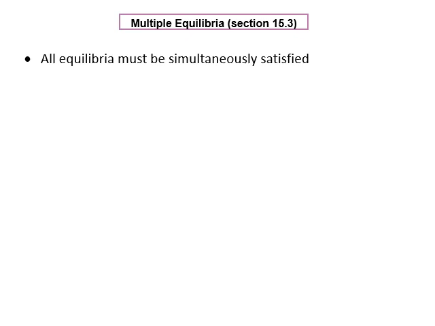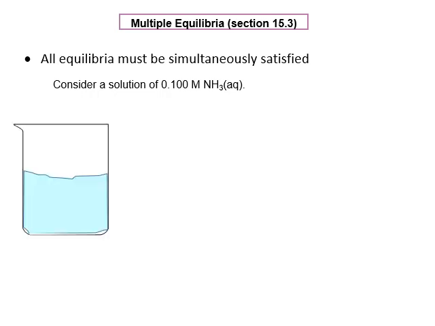As a somewhat simple example, consider a solution of 0.1 molar ammonia. What species are present in this solution? Obviously ammonia and water, but we know that ammonia is a weak base, so it will produce some hydroxide ions and ammonium ions. And in any aqueous solution, there will always be some hydronium ions as well.